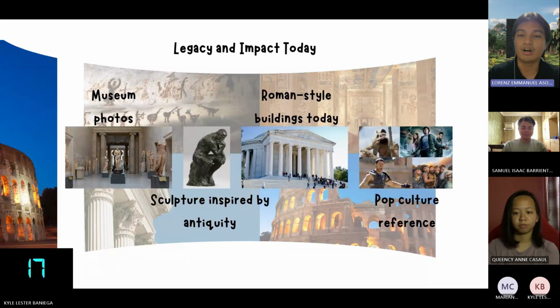These ancient artworks shaped modern art, architecture, and storytelling. From museums to movies, their legacy lives on, reminding us of our creative roots.